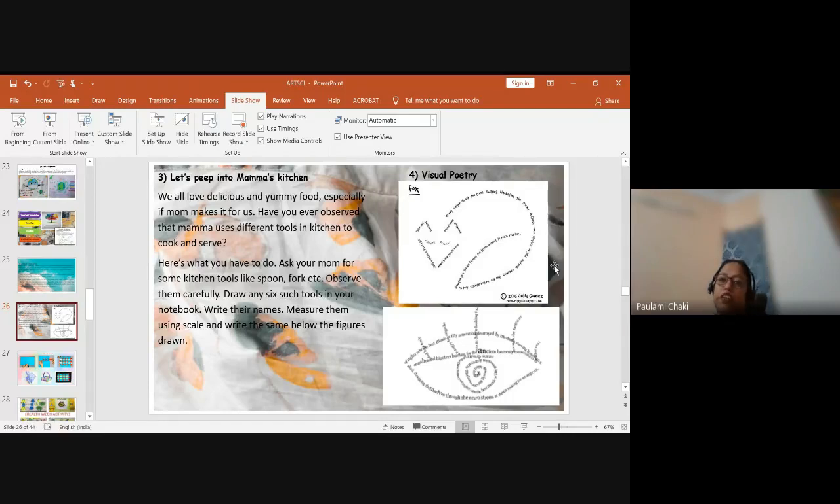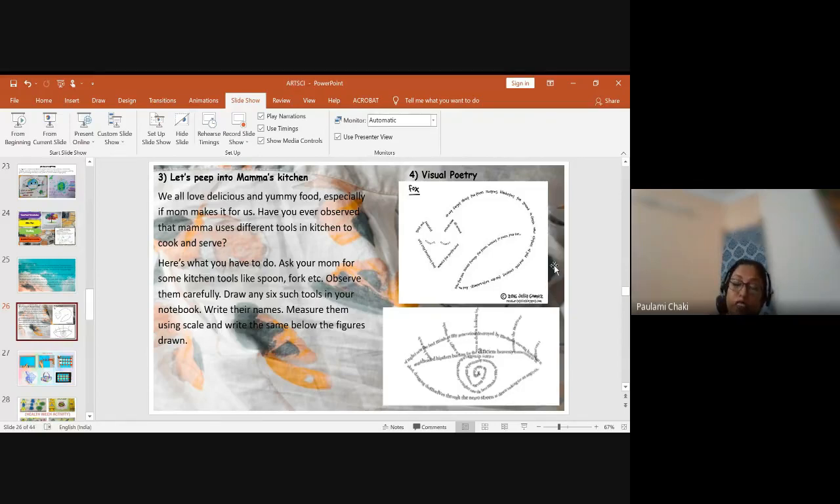Now, visual poetry. This I have done in grade 4. With plants only, I remember, where I told them to write a poem on leaves, and then they have to write the poem in the form of a different picture. So this is called visual poetry. I remember one child made a beautiful picture of a crane using that poetry. So these are the things which we can always think of, doing something new and innovative, which our children will also love.